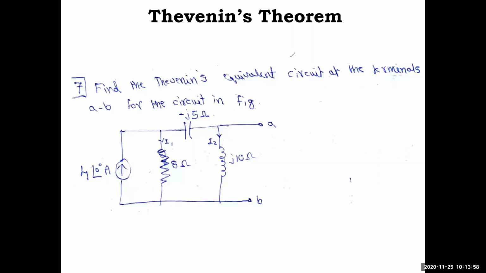The remaining I will give you as an assignment. Find the Thevenin's equivalent circuit at the terminals AB for the circuit shown in the figure.